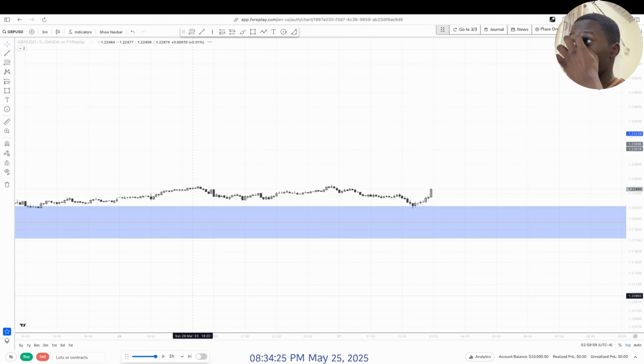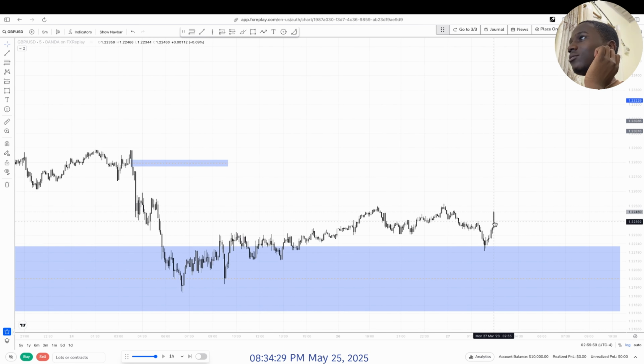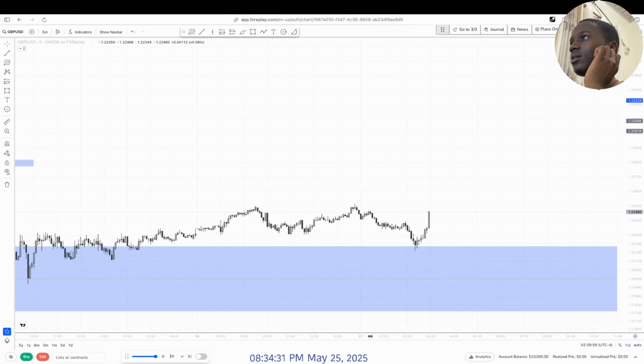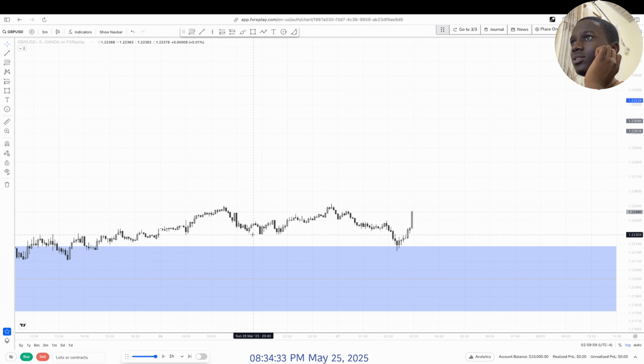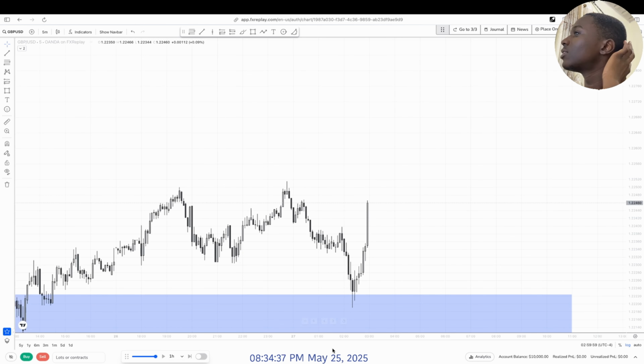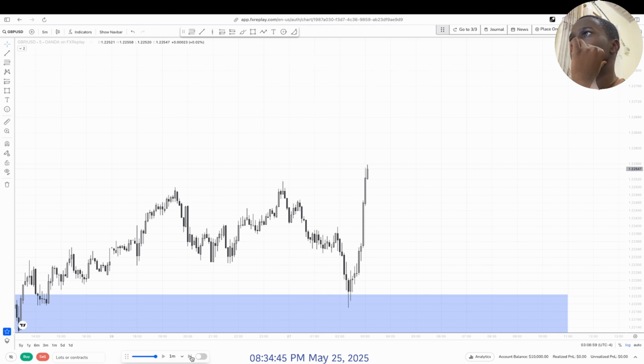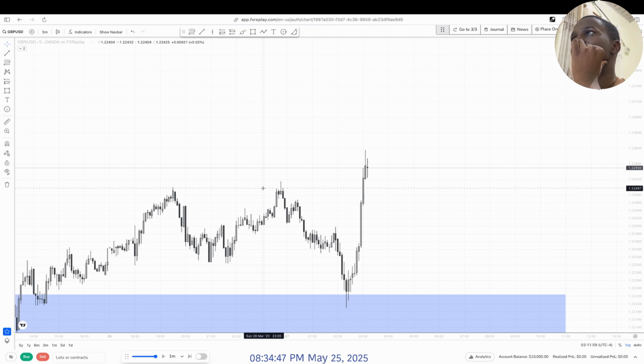The 5-minute now. What do we see? We see a kind of a sweep, a sweep of these equal lows, and let's see if we get an entry here. So this is where 3 opens, creates a gap, which means our entry will be in this gap right there.